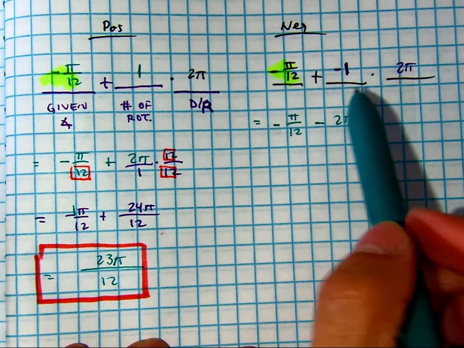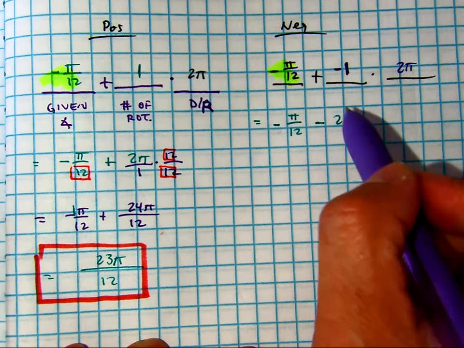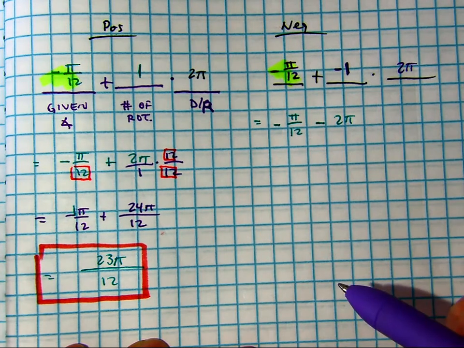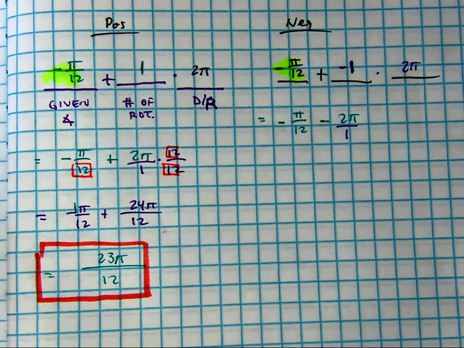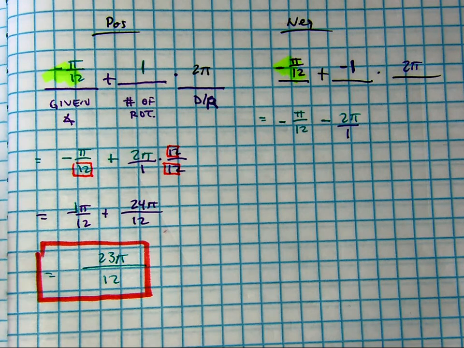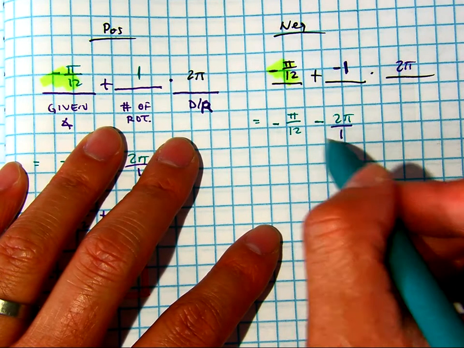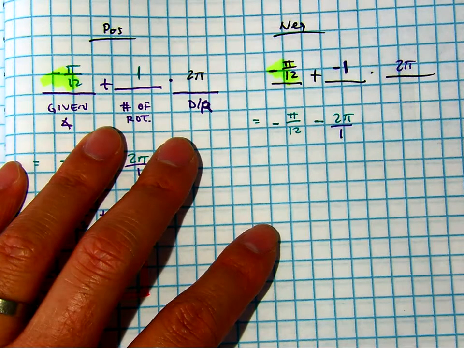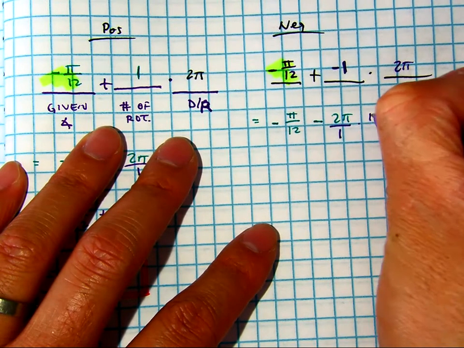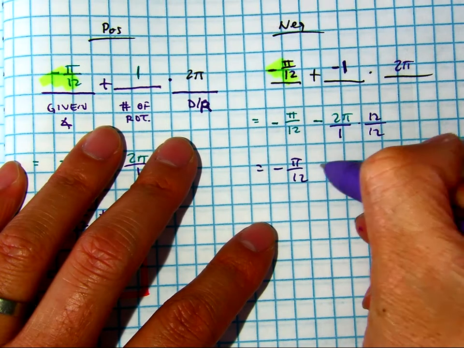If you're that annoying student that writes plus negative, don't do that. Class, can I subtract these two? How do you make that a fraction? Partner B, tell partner A what number we need to multiply to make that a common denominator. Class, we're going to multiply this number by 1. Everyone say 1. 12 over 12, which is 1. Negative pi over 12 minus 24 pi over 12.